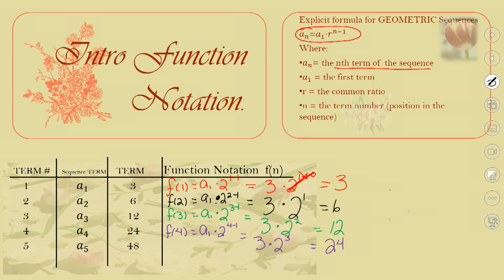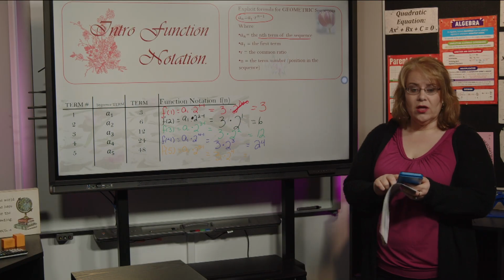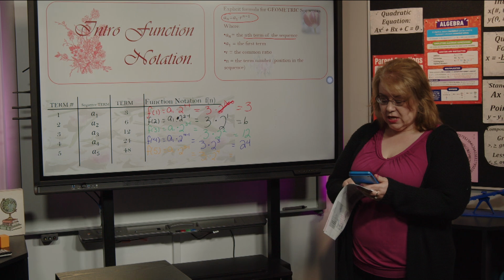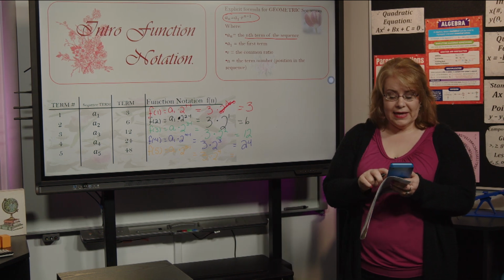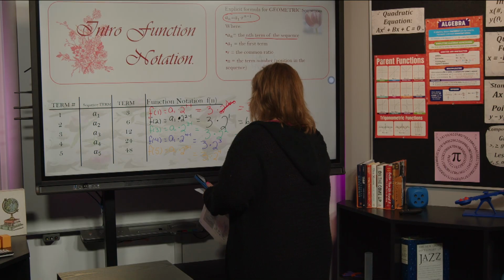Let's do orange. So I'm going to do f of 5 equals a sub 1 times 2 to the 5 minus 1. So let's go ahead and write that. A sub 1 is where we started, was at 3, times 2 to the 4th power equals, again, I'm going to put it just like that in my calculator. I'm putting 3 times 2, remember our exponent key, to the 4th, and I get 48.